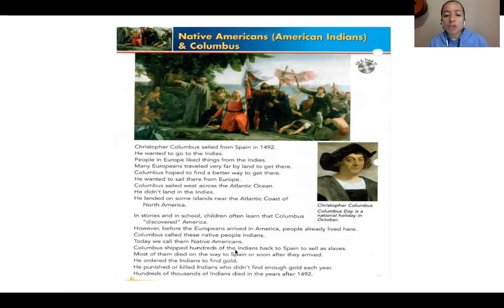Columbus shipped hundreds of the Indians back to Spain to sell as slaves. Most of them died on the way to Spain or soon after they arrived. He ordered the Indians to find gold. He punished or killed Indians who didn't find enough gold each year. Hundreds of thousands of Indians died in the years after 1492.